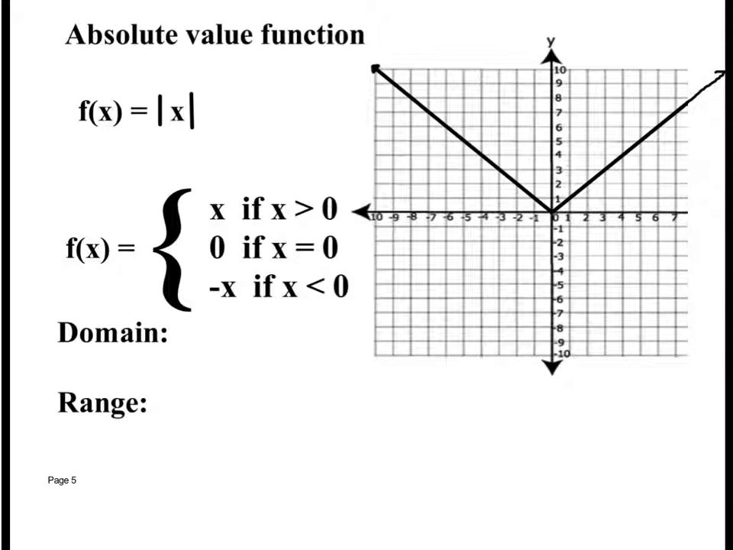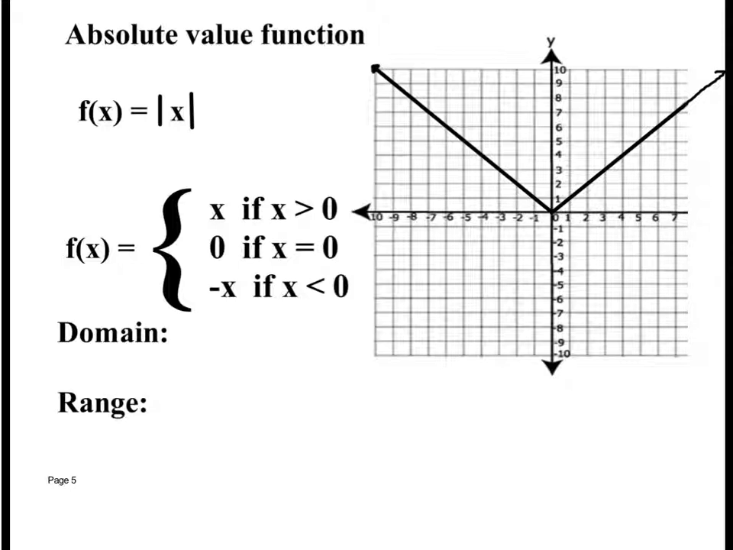What they do is they tell you this. To find it, if x is greater than 0, then your f of x is just x. As in, 1 is greater than 0, so my y-coordinate is 1. 2 is greater than 0, so my y-coordinate is 2. And it goes on like this. If x equals 0, then y equals 0. And if x is less than 0, anything on this side, all you're doing is making it positive. So -1 becomes 1. -2 becomes 2.